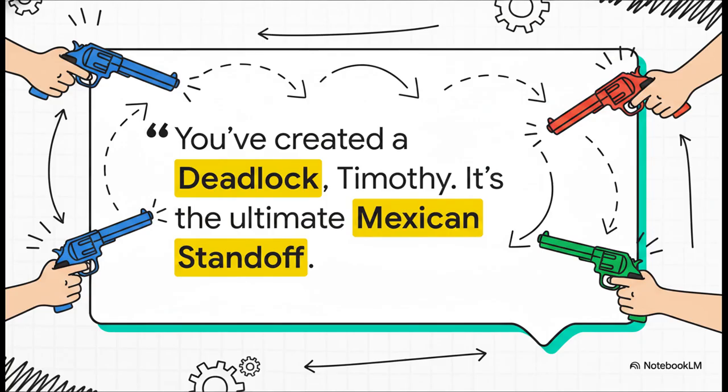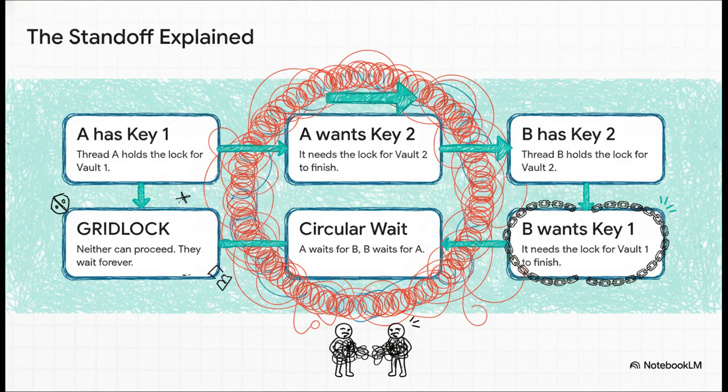And that analogy is just brilliant, isn't it? Think about it. Each thread has its gun drawn, demanding a resource, but it's also being held at gunpoint for the resource it's holding. Nobody can move, nobody can back down. And this breaks it down perfectly. So thread A has the key to vault 1, but to finish its job, it needs the key to vault 2. Meanwhile, thread B has the key to vault 2, but it needs the key to vault 1.